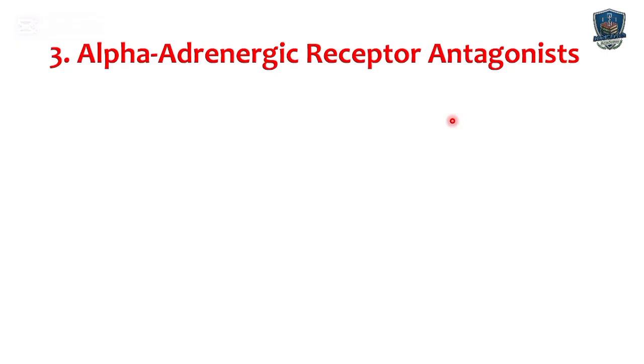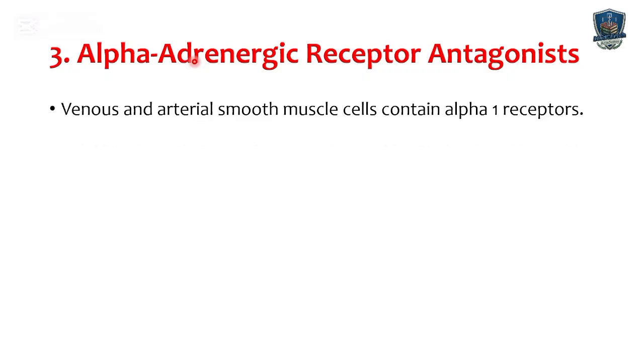Our third class of these drugs are the alpha adrenergic receptor antagonists. Now, these ones are the alpha 1 receptors. Alpha 1 receptors, don't forget, they're found on the venous and arterial smooth muscle cells. The venous and arterial smooth muscle cells contain the alpha 1 receptors. The alpha 2 receptors are found on the brainstem. Don't forget that.